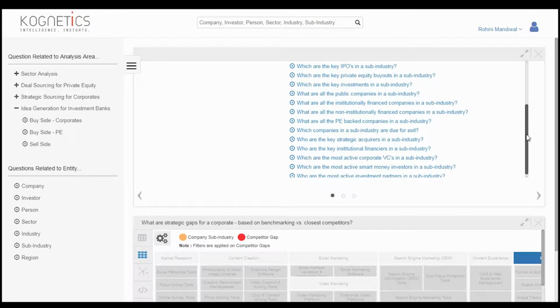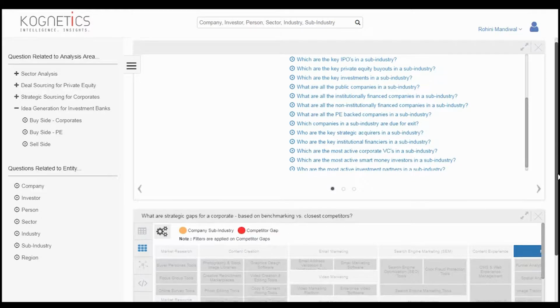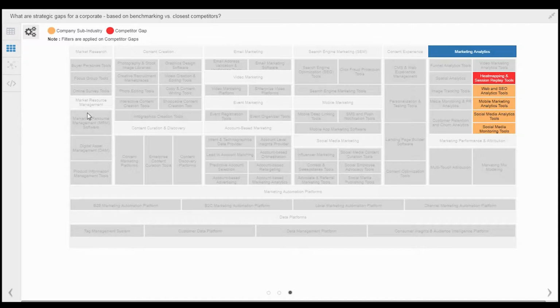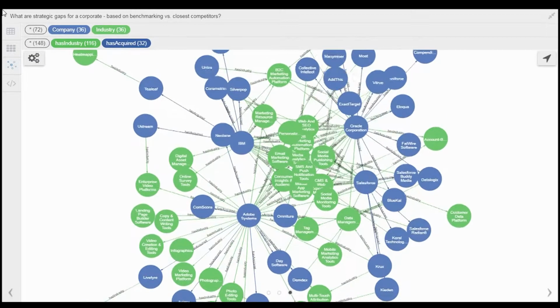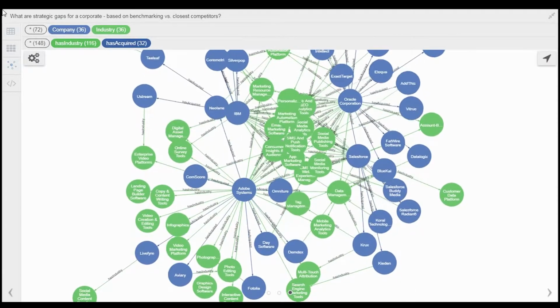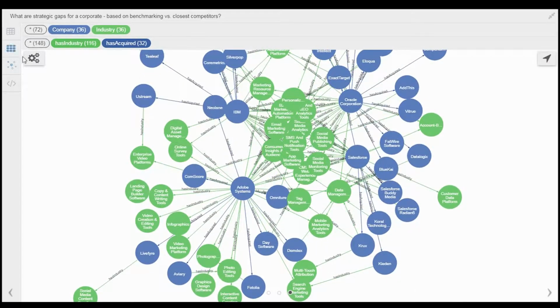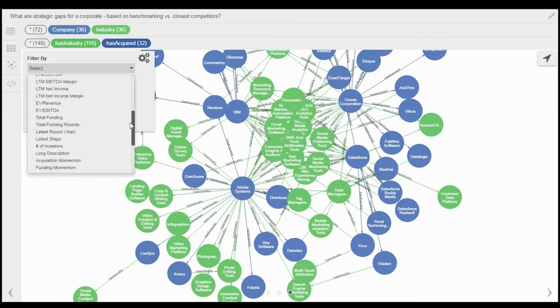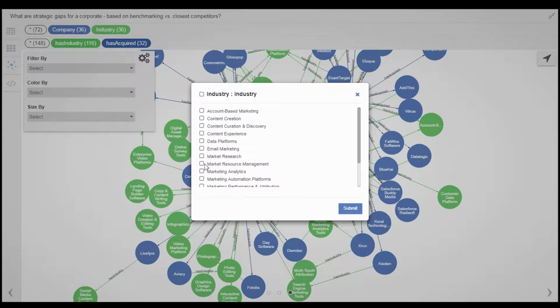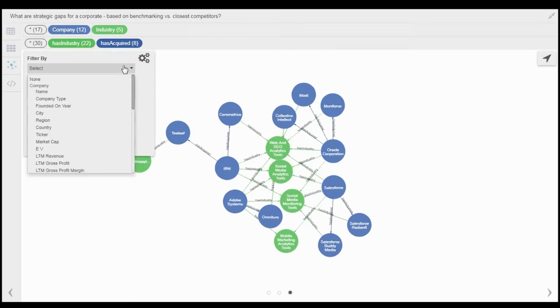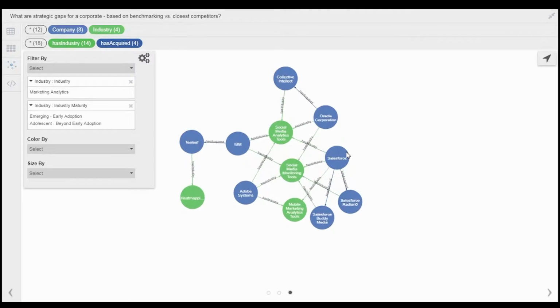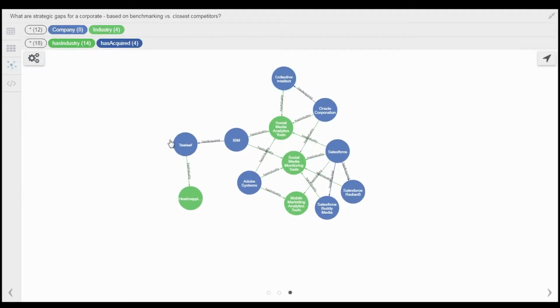One can also consume the analysis using graph visualization and look at a company's gaps with a totally different perspective. Click on the graph icon from the left panel and get an elaborate view. Use the filter option to further deep dive into the graph. Filter by industry presence in marketing analytics to see the presence within the space. Further filter by industry maturity as adolescent and choose the relevant competition.